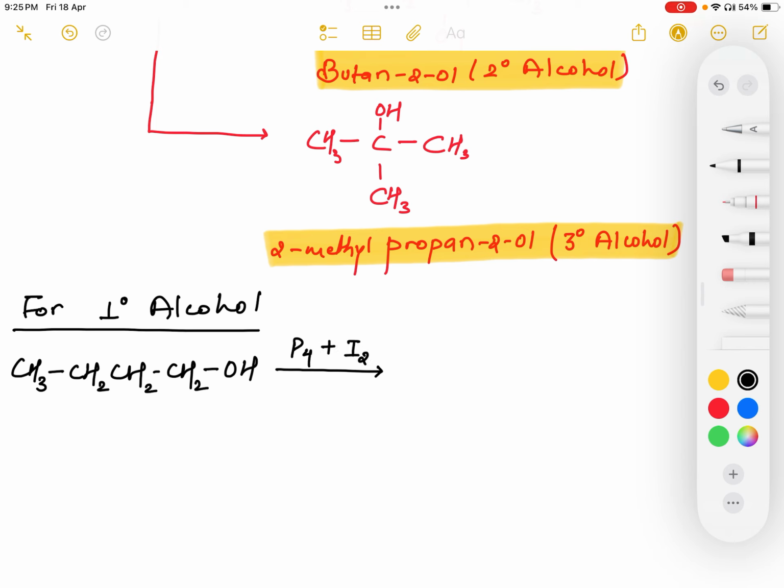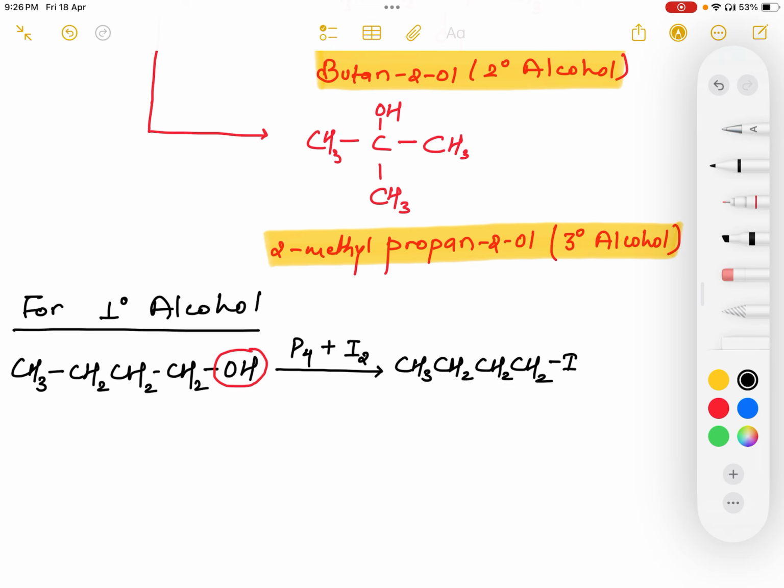What will exactly happen is that the alcoholic group, this alcoholic part, will be replaced by iodine. So the compound formed will be CH3, CH2, CH2, CH2, and there will be I instead of the alcohol O. A 1 degree iodoalkane will be formed.